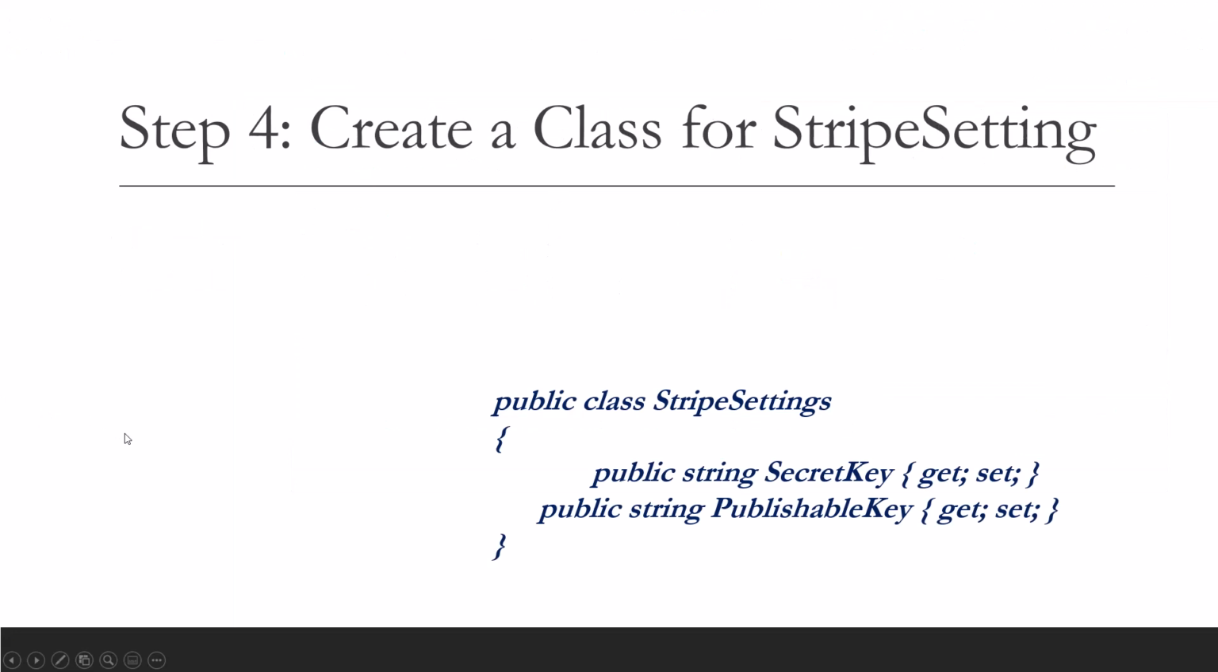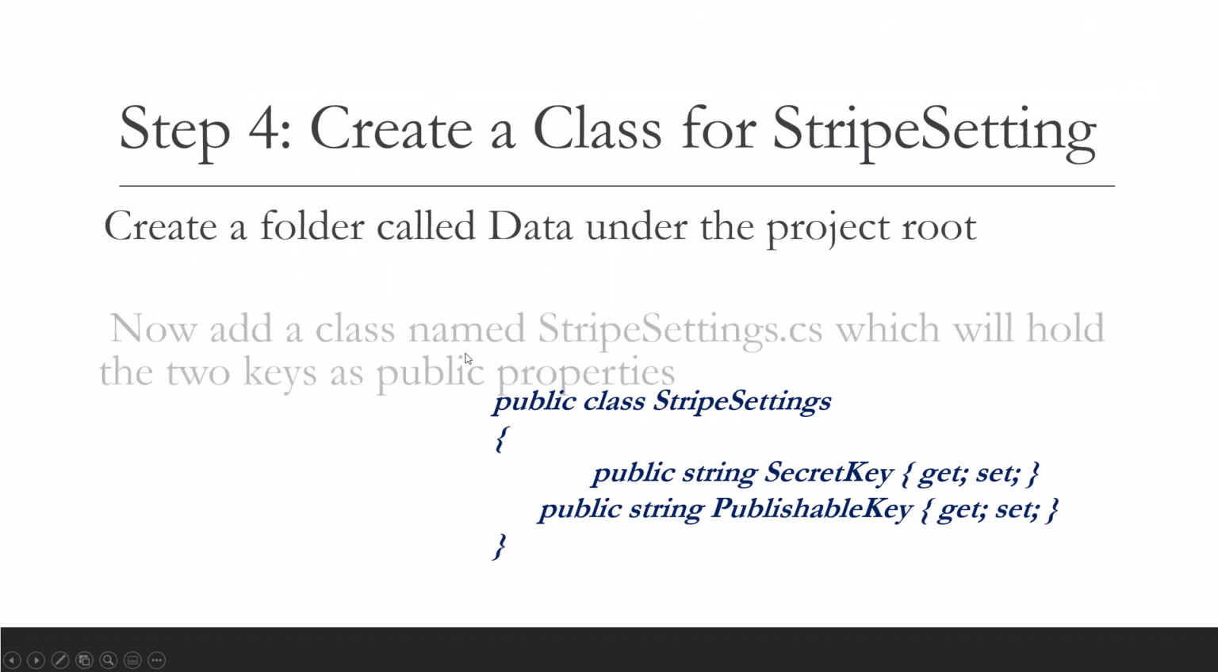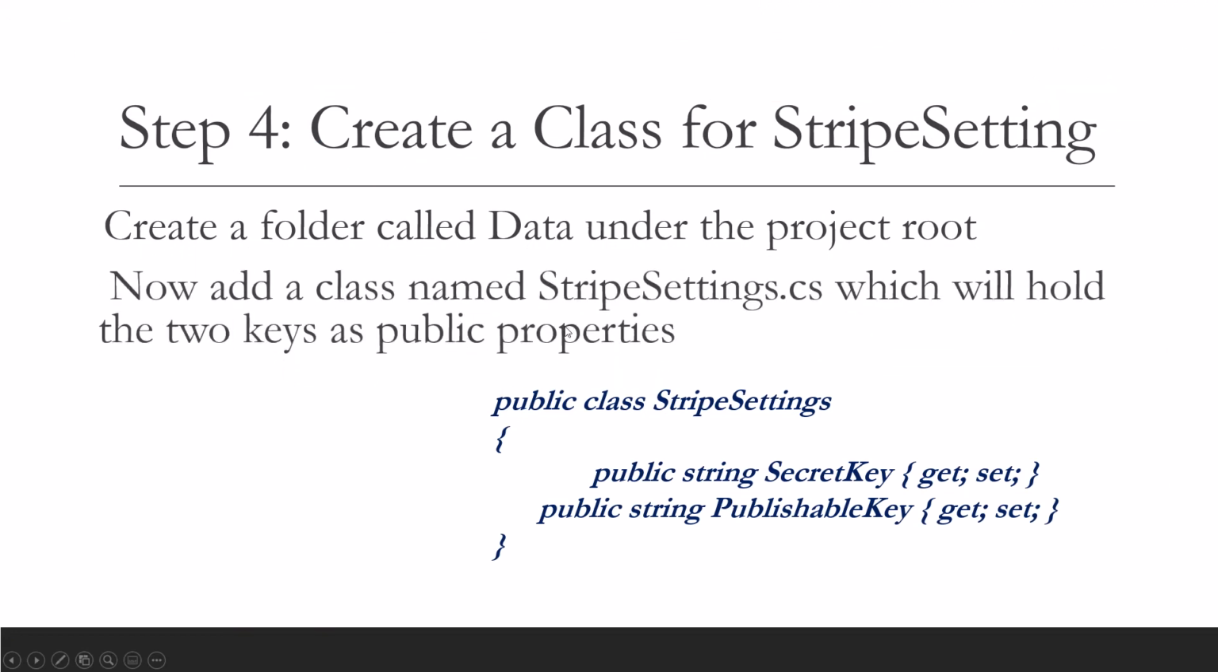So what is step 4? In step 4, I have to create a folder called data under the project root and a StripeSettings class which will hold these two keys as public properties. Okay, so let's do that now.